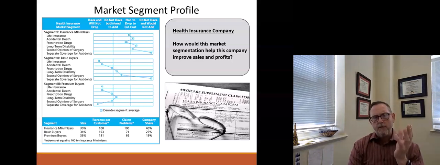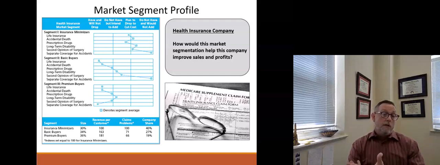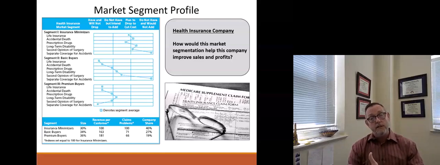Interestingly enough, in the generic marketplace, these three segments are fairly evenly distributed between 30, 34, and 36%. However, this company has a disproportionately larger share of these minimizers. You can take that for what it is in terms of the market makeup and who this company is serving across these three market segments. But what we want to do is create a persona, if you will, for each of these three types of buyers. That's what the profile does.